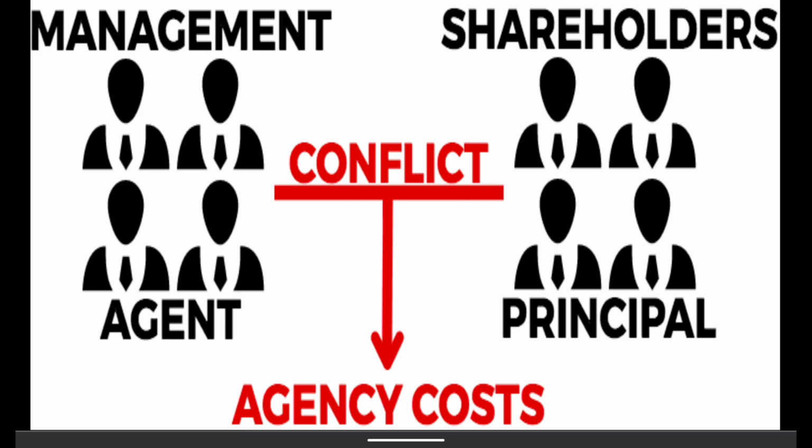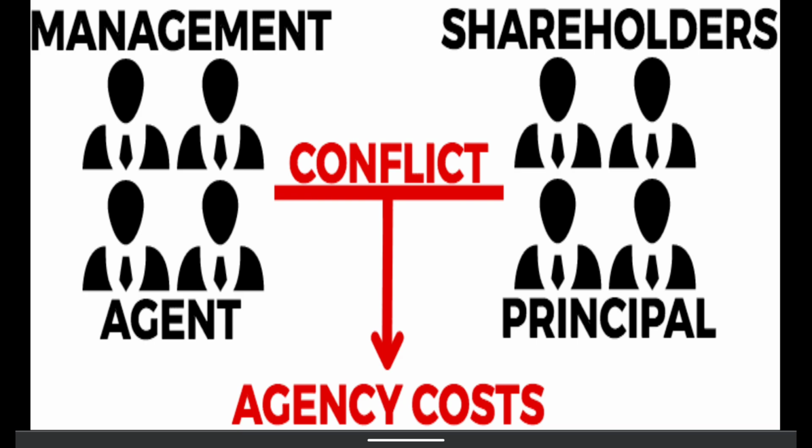Now, how do you address this principal agent conflict and the allied concept of agency cost? One way is to monitor the agents. You try to monitor whether agents are doing their job well or not. So in case of public limited companies, shareholders appoint the board of directors who oversee the management, and they report to the shareholders whether the management is performing well or not.